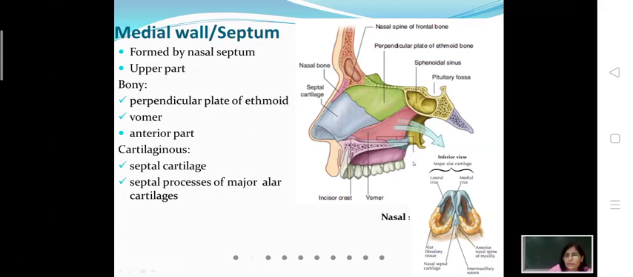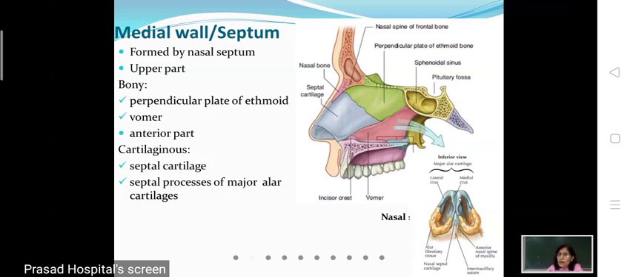Then in the lower part, the septum is formed by the septal processes or the medial crura of the major alar cartilage, which I told you already join together and form the columella, which is the lower mobile part of our nose. We can easily appreciate this in our nose. In the midline, the lowest-most part of our nose is movable. This is the columella. It forms the lowest limit of the nasal septum, also called the columellar septum.